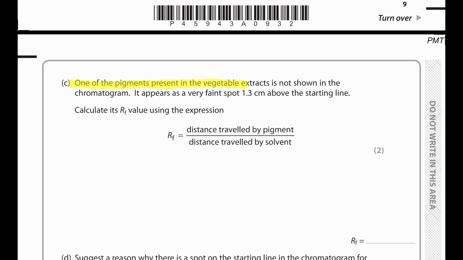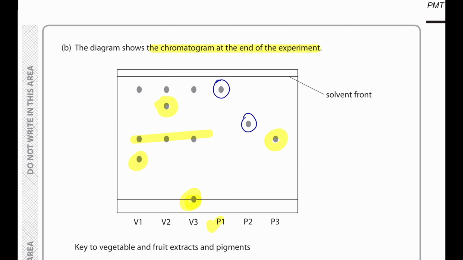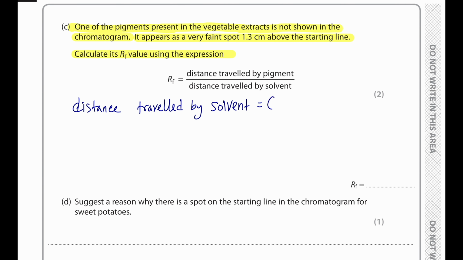One of the pigments present in the vegetable extract is not shown in the chromatogram. It appears as a very faint spot 1.3 cm above the starting line. Calculate the Rf value using the expression. So to calculate the Rf value, we'll have to calculate the distance traveled by the solvent. On your paper, you will have to measure the distance from the start line up to the solvent front. The value is 6 cm. Now to calculate the Rf value, the distance traveled by the pigment is 1.3. Distance traveled by the solvent is 6, so the Rf value is 0.22.